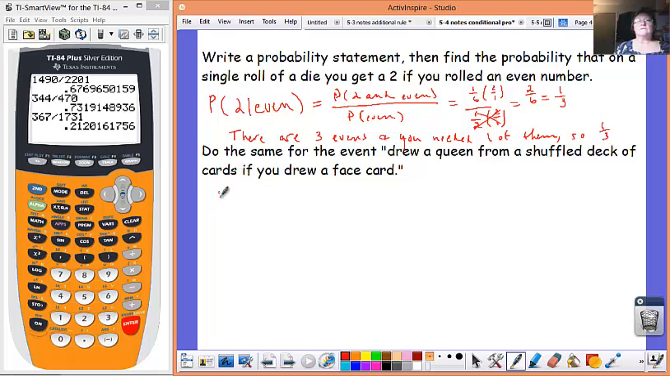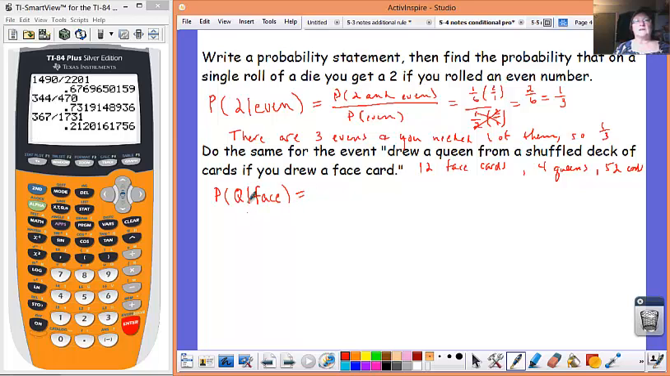Let's see if we can do the same thing for the event: draw a queen from a shuffled deck of cards if you drew a face card. So we want queen given face card. And if you're not familiar with the deck of 52 cards, 52 in total, the faces are jacks, queens, and kings, each of them 4 at a time. So there are 12 face cards in total, and there are 4 queens, and 52 cards altogether.